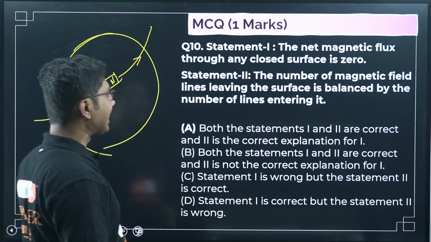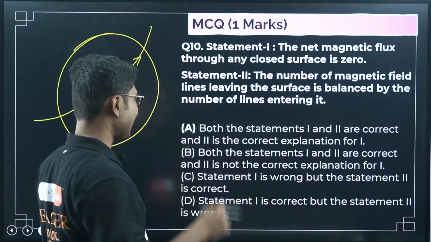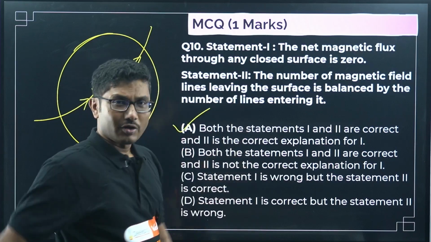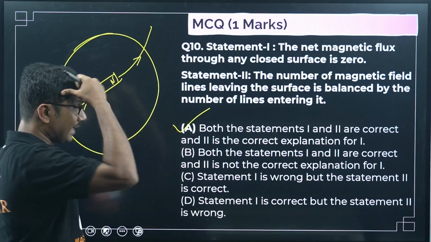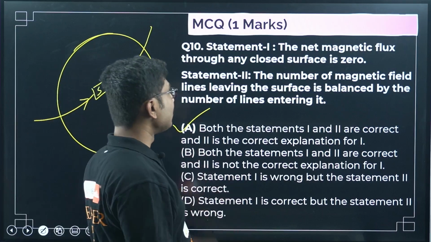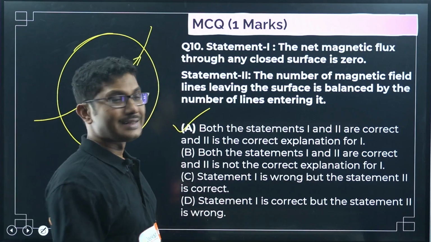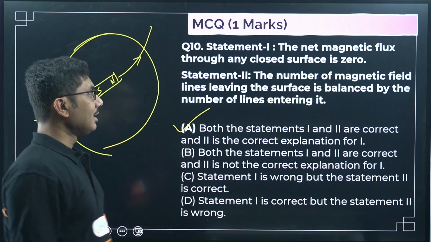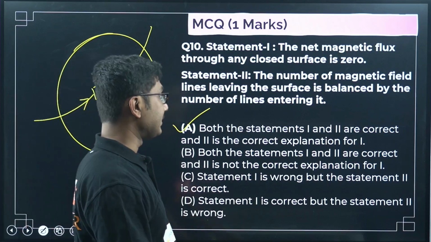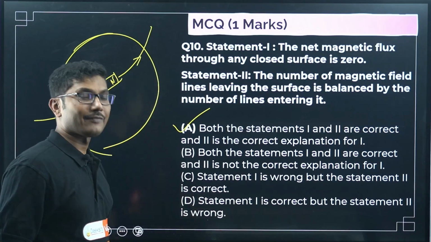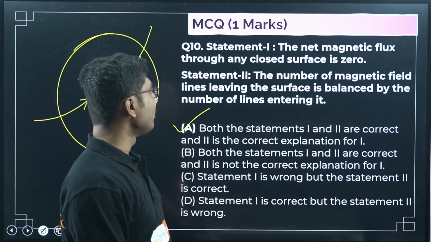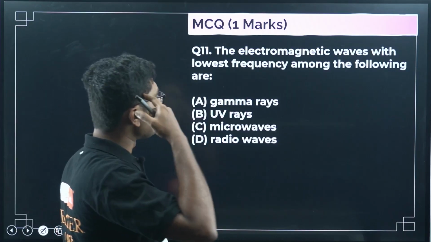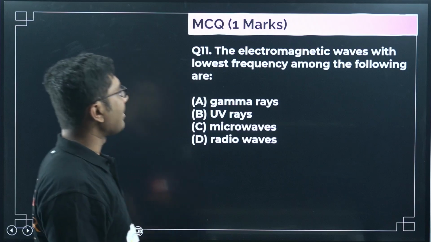So that's why we can say that obviously it's a correct statement, both statements are correct, and 2 is the correct explanation, obviously, because no magnetic monopole exists. Because there is no magnetic monopole, the number of field lines exiting should equal the number of lines entering the surface, right? So the net flux will be 0, that is the thing, right? Now the electromagnetic waves with lowest frequency among the following.